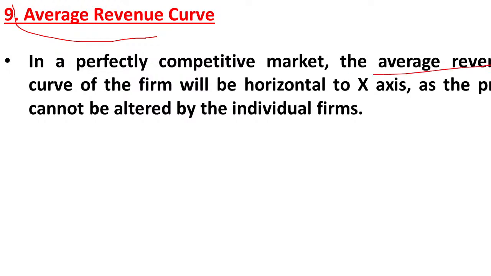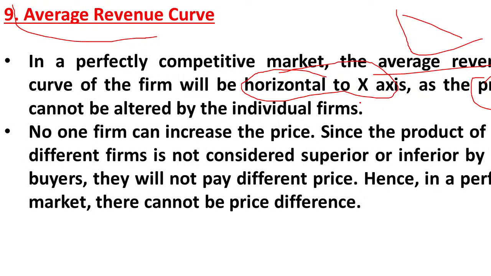The next one is the average revenue curve. In a perfect competition market, the average revenue curve is horizontal to the x-axis, and this is the demand curve also, because the price is not altered. In other types of market, the average revenue curve will be downward sloping. But in perfect competition, price is not decided by the sellers or buyers and cannot be altered by individual firms. So the average revenue curve will be horizontal to the x-axis.